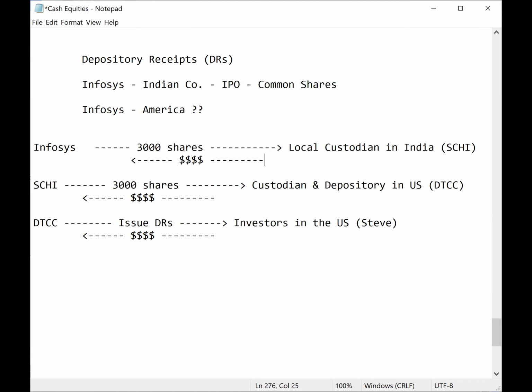Sir, are these depository receipts also traded? Yes. Basically, there are sponsored ADRs and non-sponsored. Non-sponsored would trade over the counter, whereas sponsored ADRs would be exchange traded. So just like you buy or sell the shares of Infosys in the Indian market, similarly you can buy or sell Infosys ADRs in the US market.